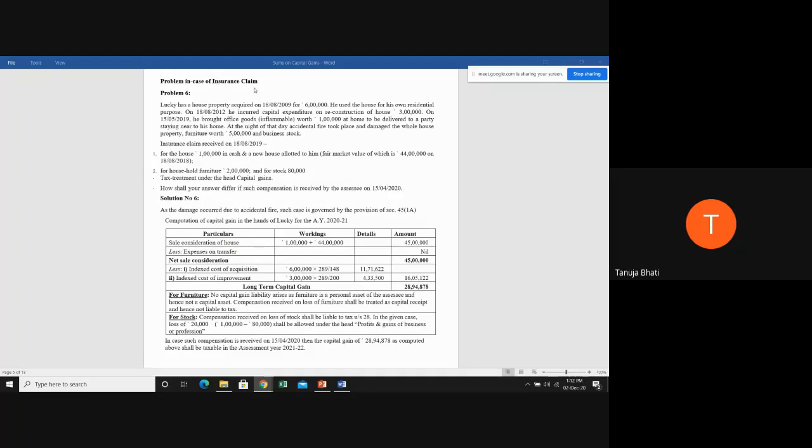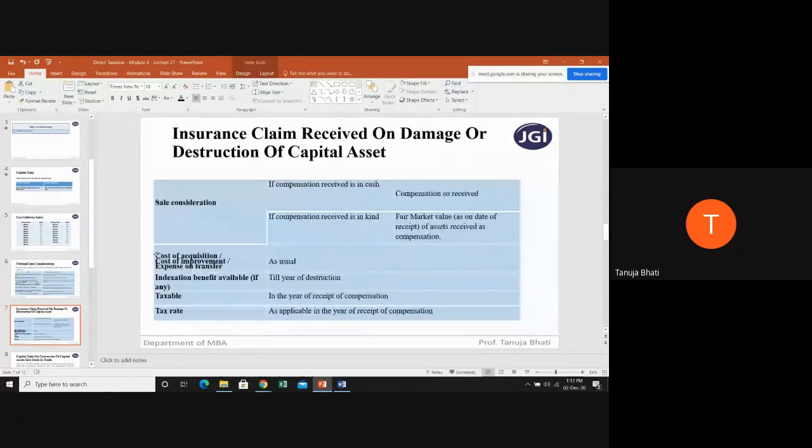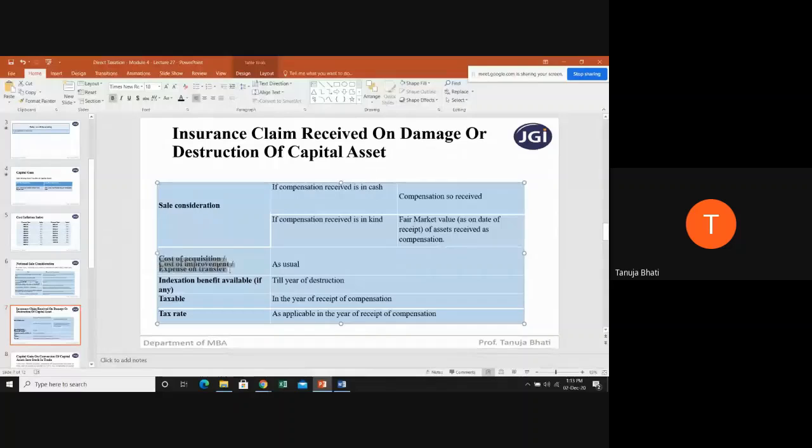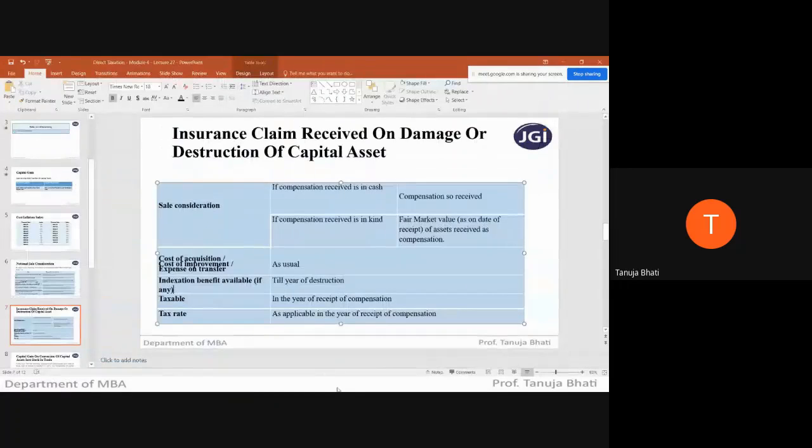Now, in case of insurance claim, I have already explained in this particular slide what is going to be the sales consideration, the cost of acquisition, cost of improvement, and expenses on transfer. Okay, so let us go to the problem.